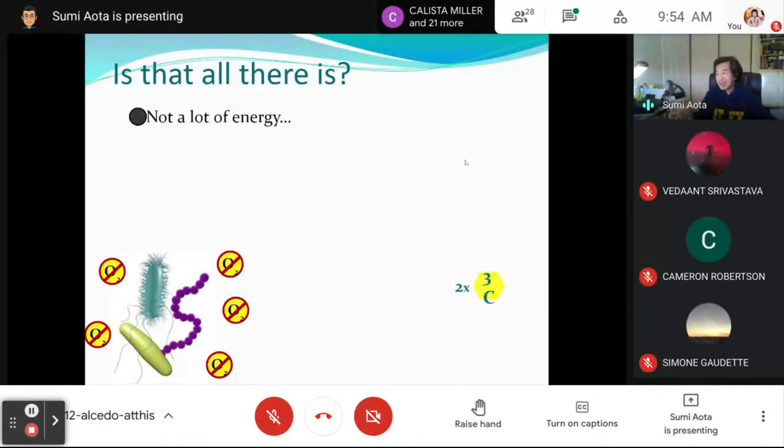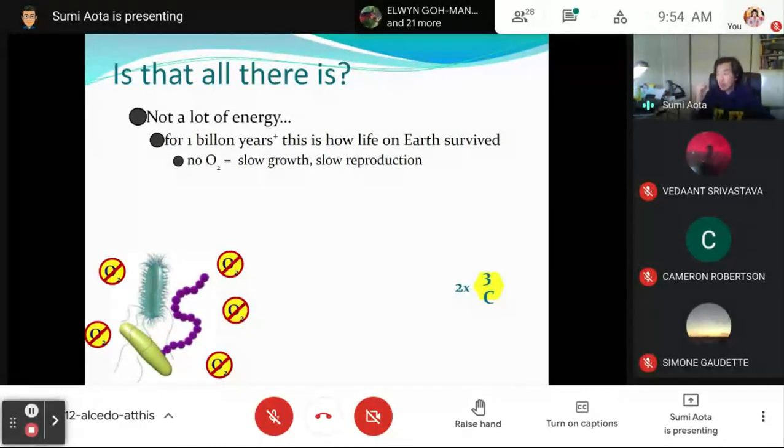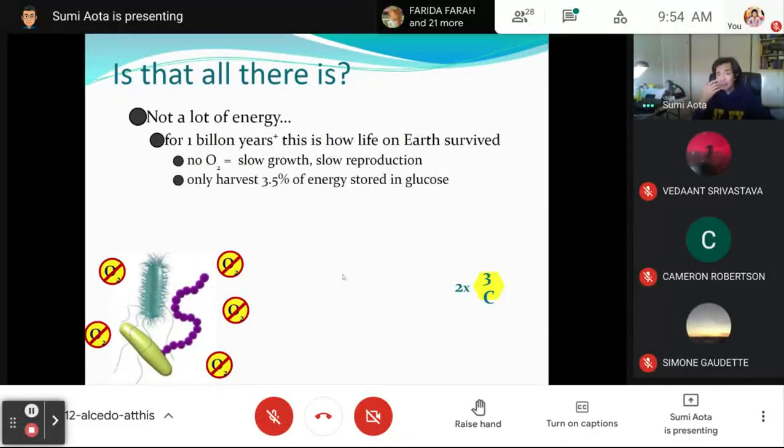Okay, so it's not a lot of energy. But for well over 1 billion years, this is how life on Earth survived. There was no oxygen available in the atmosphere, so growth was slow and reproduction was slow, which is why prokaryotes evolved so slowly. Total energy harvest, we're looking at about 3.5% of the energy in glucose.